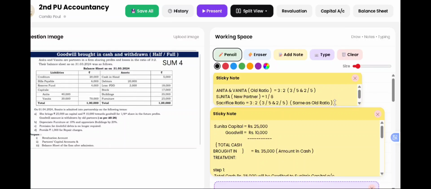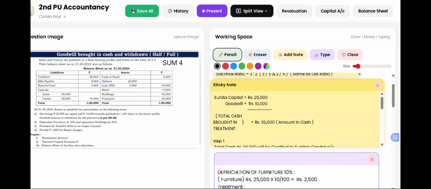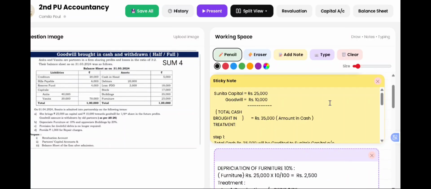Now moving on to the adjustments given here. The first adjustment says that the new partner Sunita brings in 25,000 as capital and 10,000 towards goodwill. So here Sunita brings capital rupees 25,000 and goodwill rupees 10,000. So the total cash which is brought in by the new partner is rupees 35,000, which should be recorded as a cash account, as in the balance sheet it is given as cash in hand.